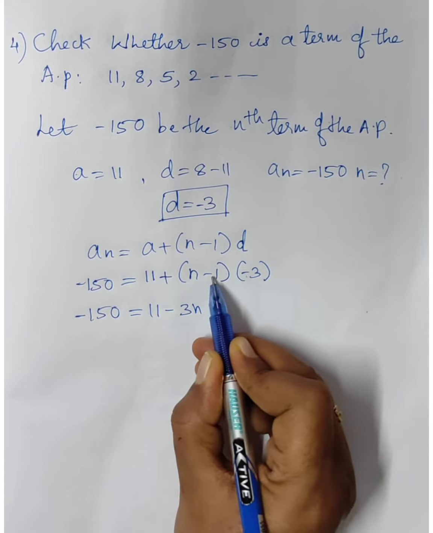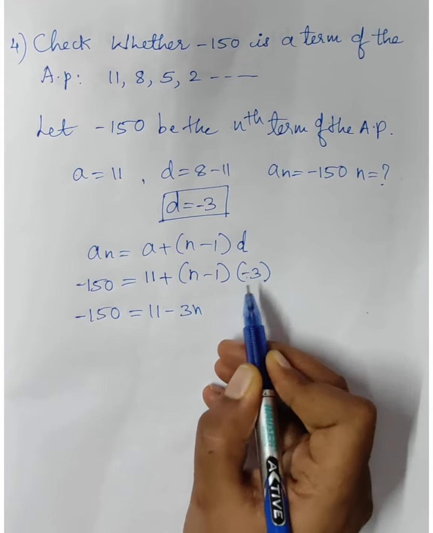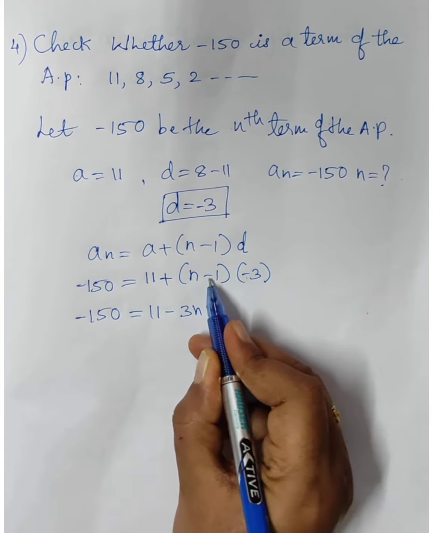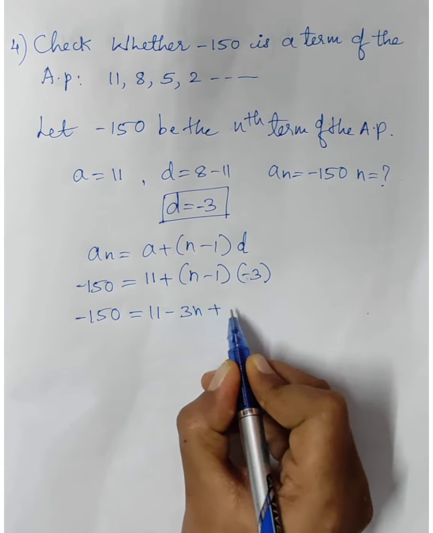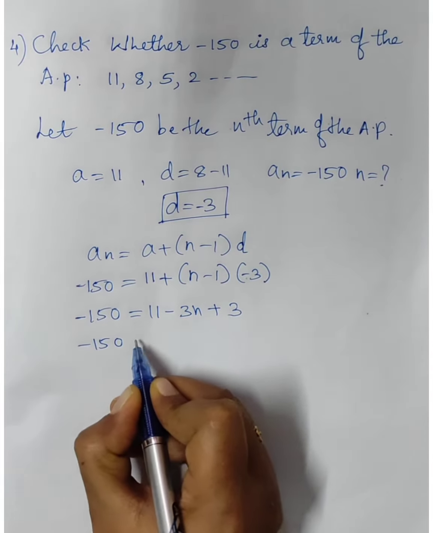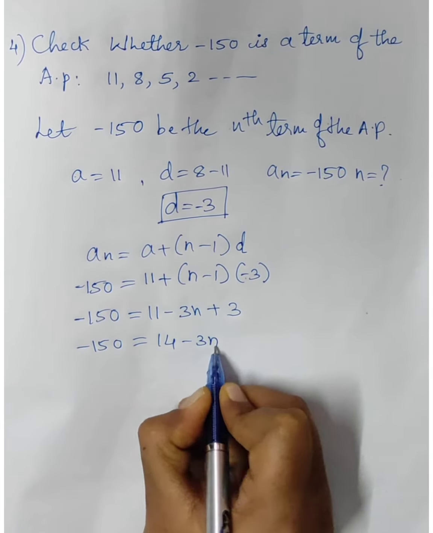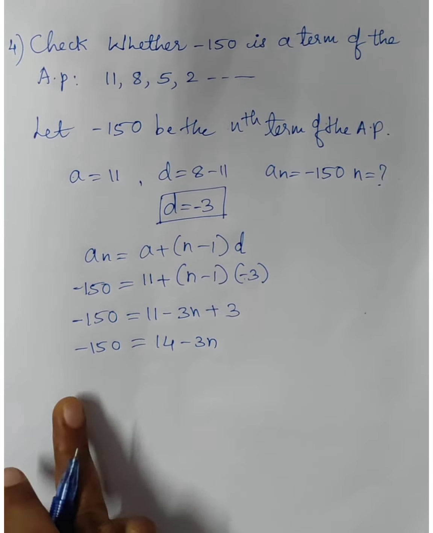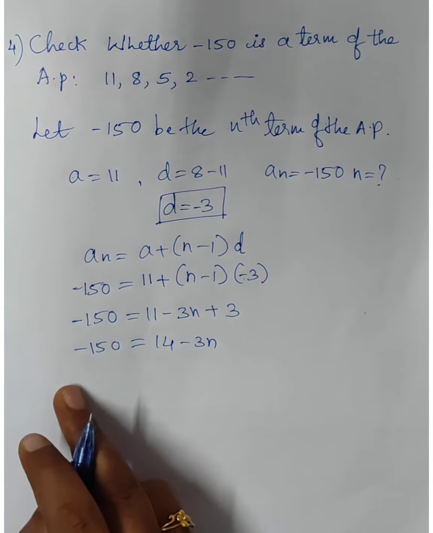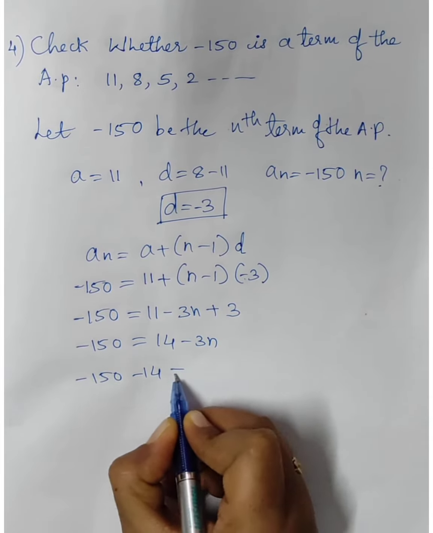See, minus into minus will become plus. The sign will be plus, but you are going to multiply these two terms. Okay, in case of multiplication, 3 into 1 is 3. Minus into minus is plus. So plus 3. So minus 150 as it is, which is equal to 11 plus 3, how much? 14. So 14 minus 3n. So this 14 you shift to this side. It is positive now. 14 is positive. It will become negative when you shift this side. So minus 150 minus 14, which is equal to minus 3n.